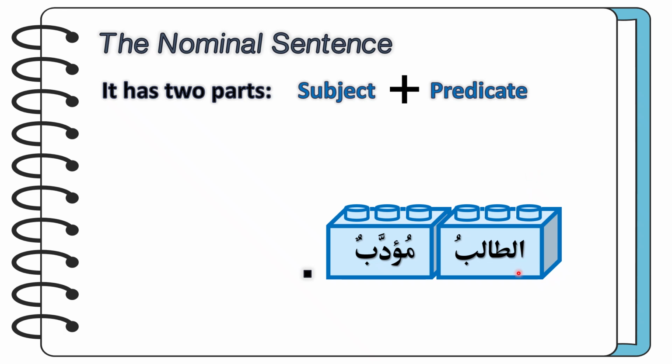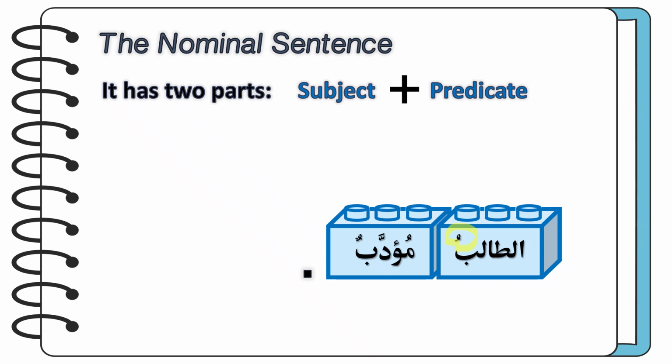And secondly, the grammatical case. What is the grammatical case? This is the sign that appears in the end of the word. So this can change in any word. So if it ends with a dhamma, it's in the nominative case. If it ends with a fatha, it's another case, the accusative case. So this is very important in Arabic. The first thing, which is the relationship between the words, and secondly, the grammatical case of words.